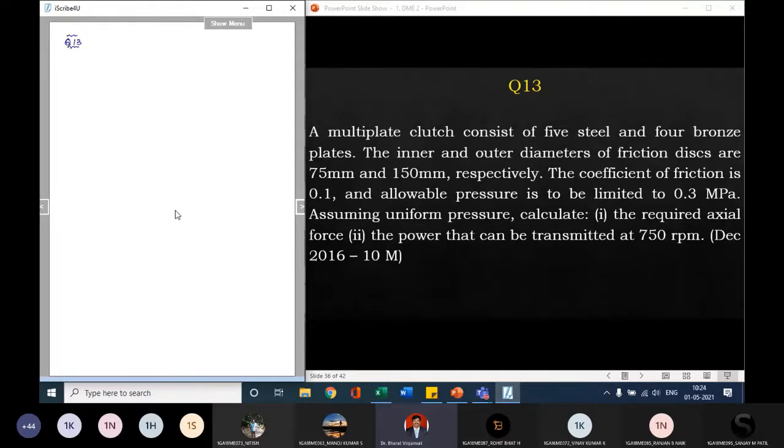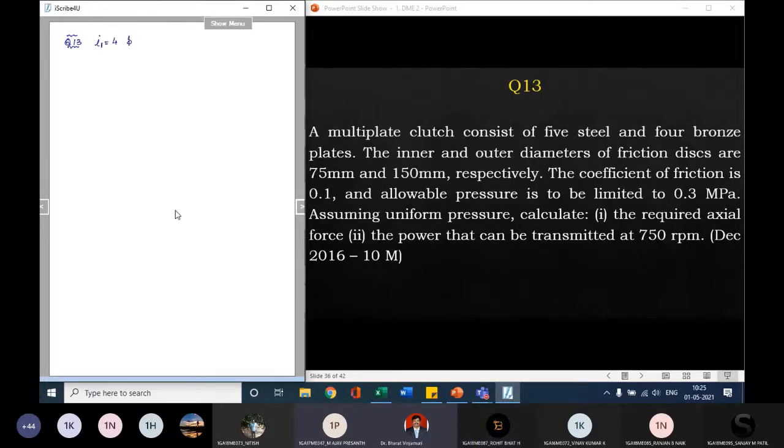A multi-plate clutch consists of 5 steel and 4 bronze plates. What does it mean? Which is I1, which is I2? The bronze is I1, so I1 is 4. Yes, very good. I1 is 4, and the other is 5.